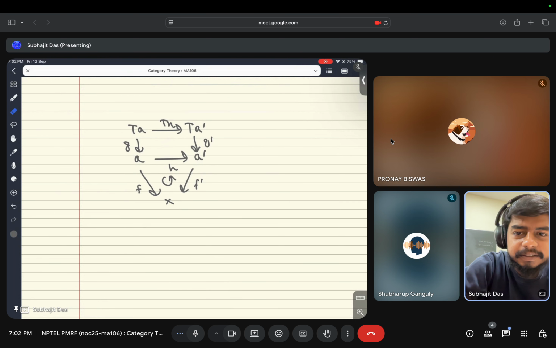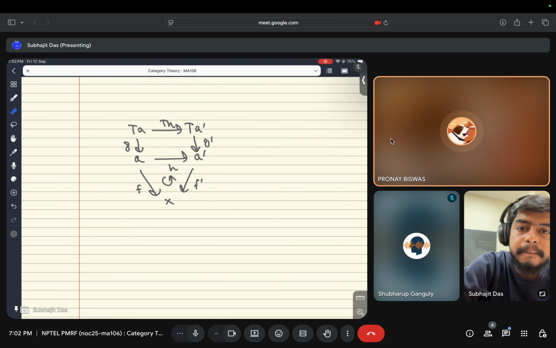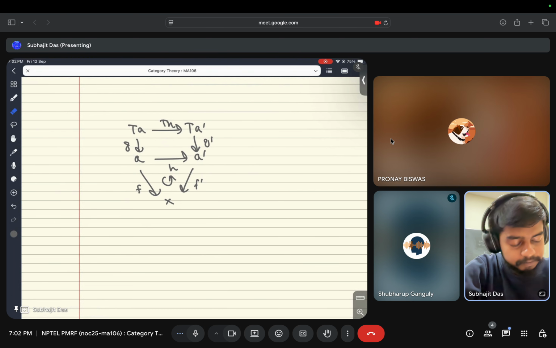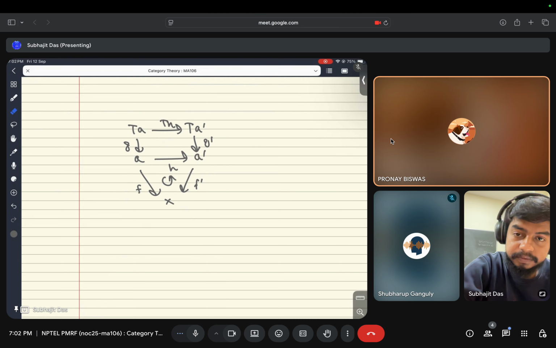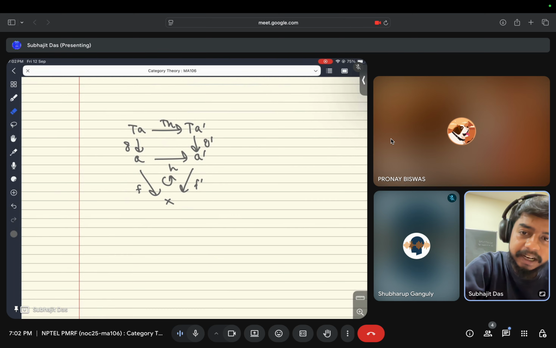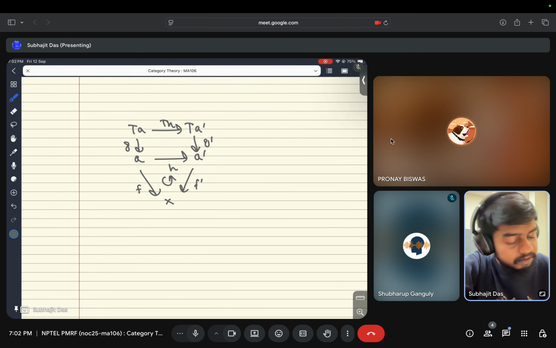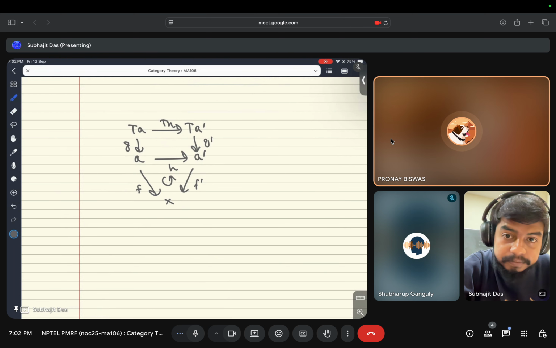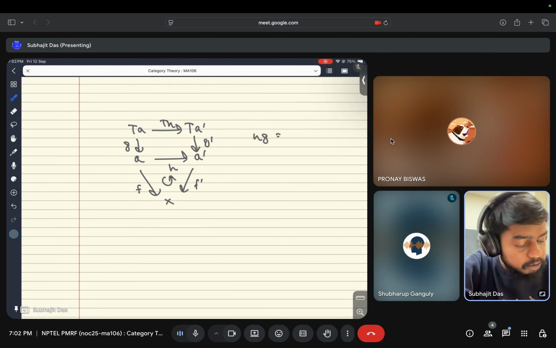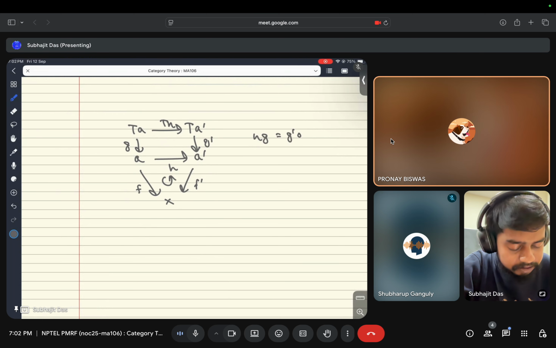Any ideas? Yes. You are on the right track. So Hg is equal to G prime TH.